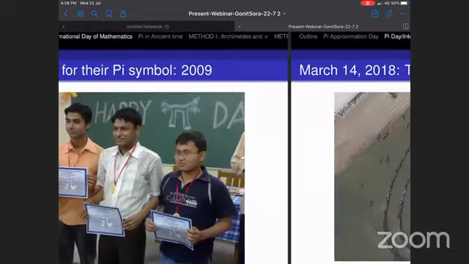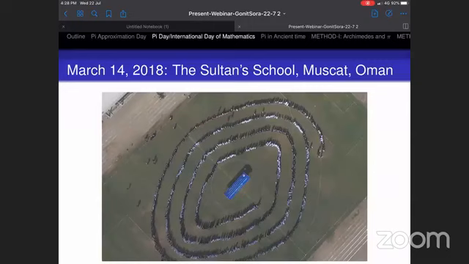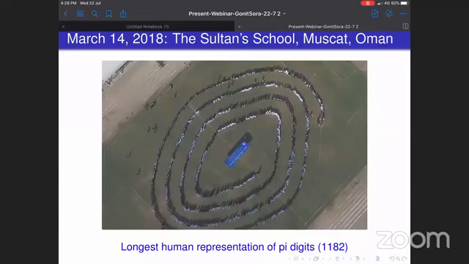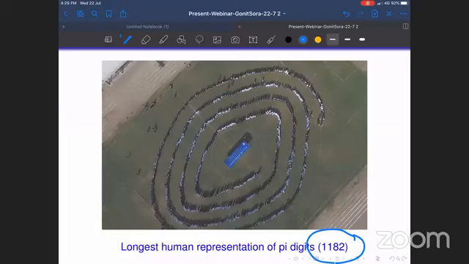Nowadays Pi Day is very popular everywhere. On March 14, 2018, in Sultan School, Muscat, Oman, they made the longest human representation of Pi digits. How many people were there? 1,182. So they made a spiral Pi, 3.141, etc., by taking these digits.